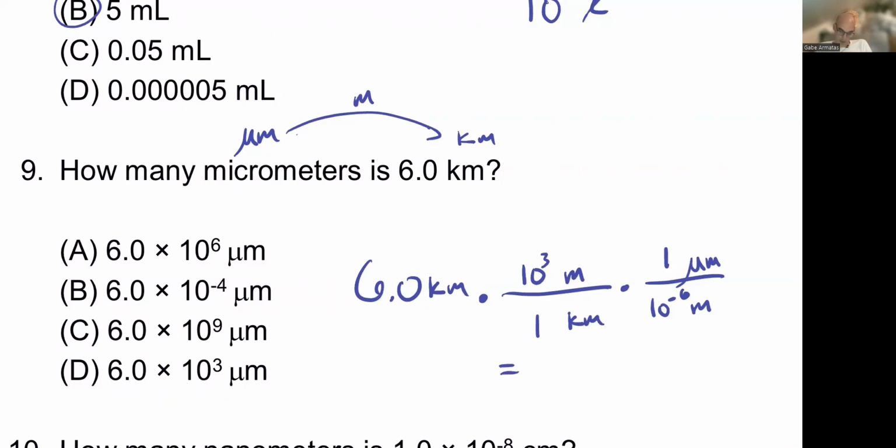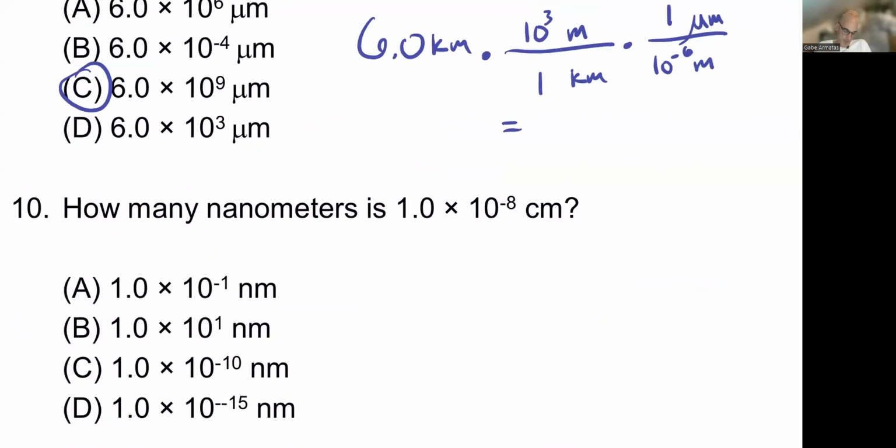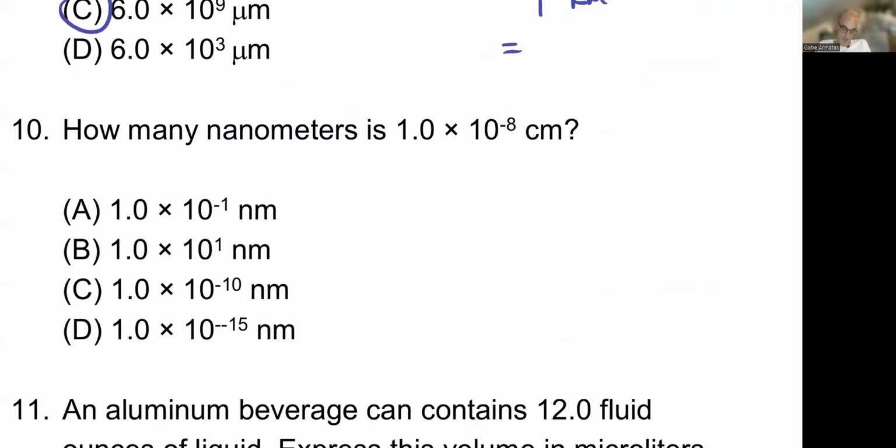So it looks like, yeah. And so now we just do the math. So pull out your calculator and do the math. So when we plug this into our calculator, you end up with C, 6 times 10 to the 9th micrometers. All right. How many nanometers in a centimeter?